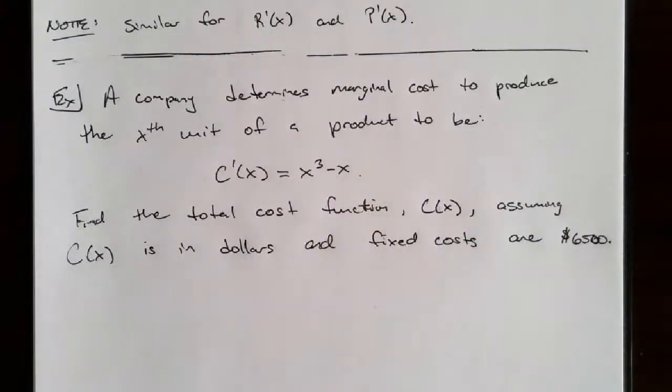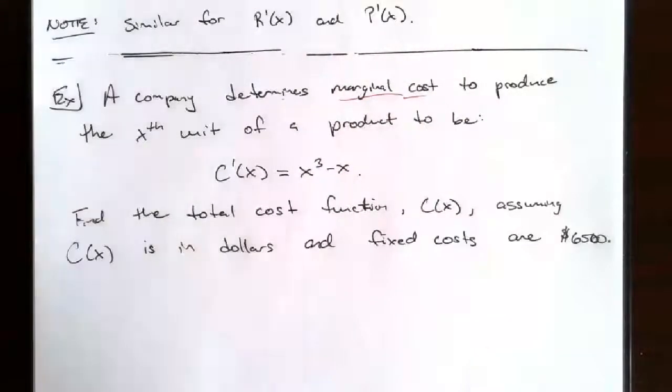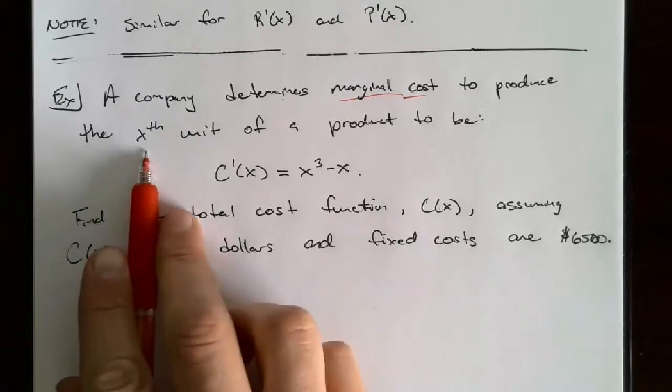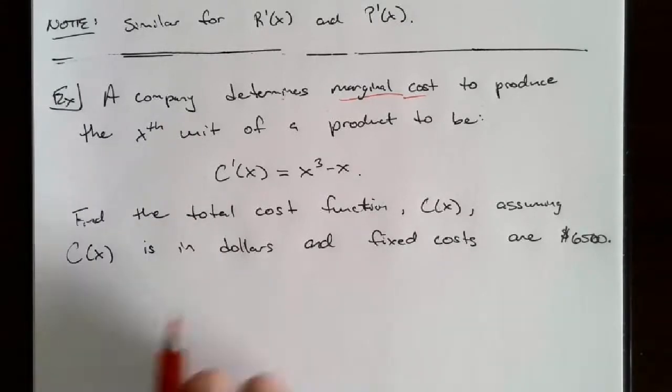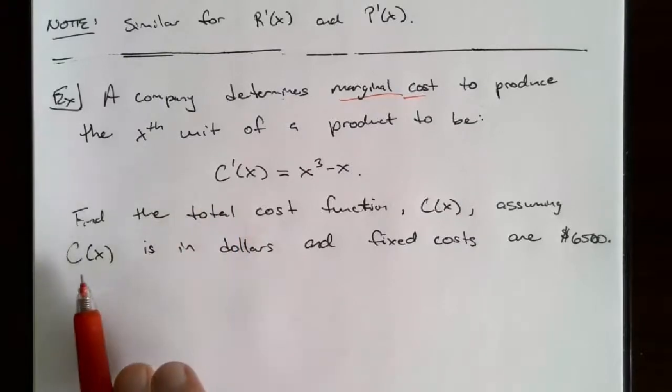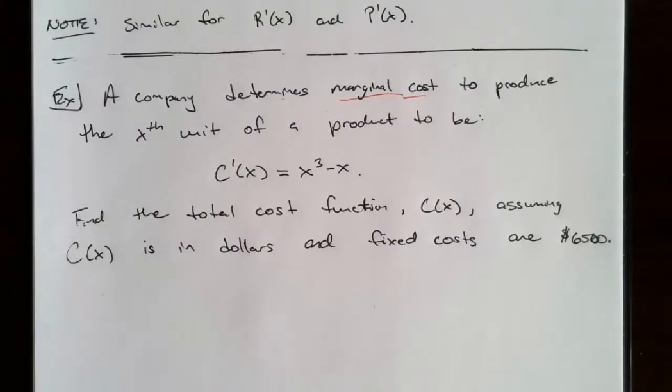So they're giving you the marginal cost, right? So it says a company determines the marginal cost to produce the x unit of a product to be c prime of x equals x cubed minus x. They want us to find the total cost function, which is called c of x, assuming c of x is in dollars and fixed costs are $6,500. So first off, some things to point out. X is the number of units. C of x is in dollars, so the units on c prime are dollars per unit. The units on C are going to be just in dollars.